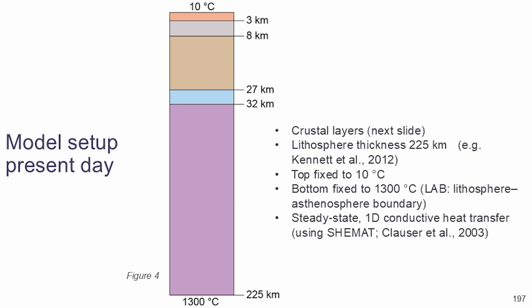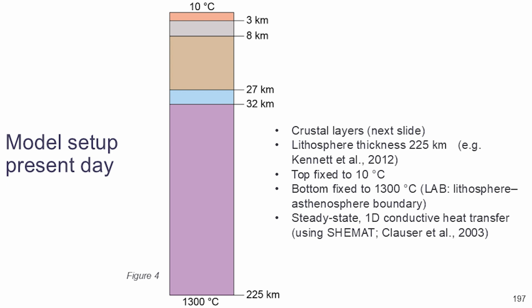This is the present day setup for the first model, just to step you through what these things look like. The first thing we need to do these models is a sense of the crustal architecture. So we need crustal layers, we need to know things about them and their depths. We need to have a lithosphere thickness. So for the modern day, this was estimated at 225 kilometers, which is consistent with published values.